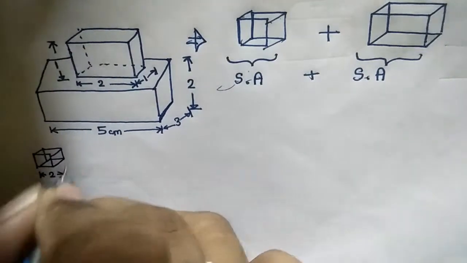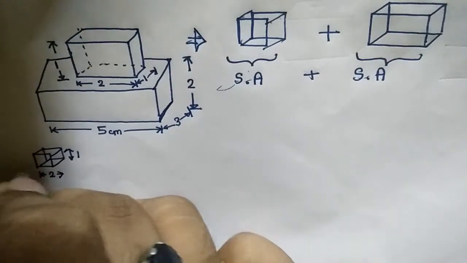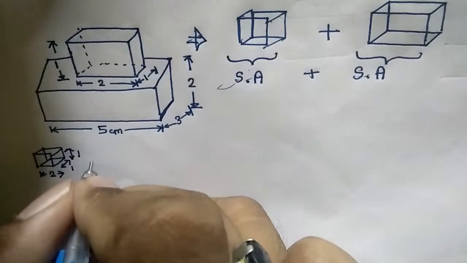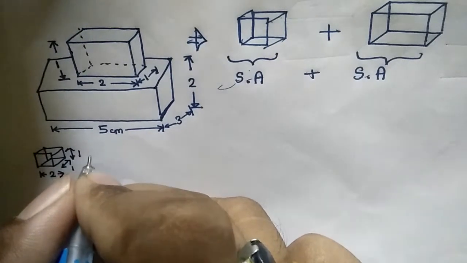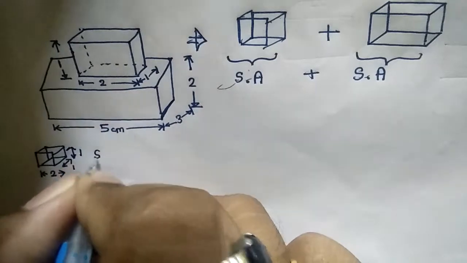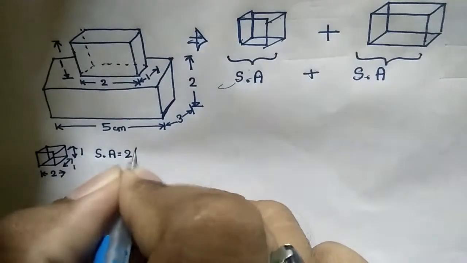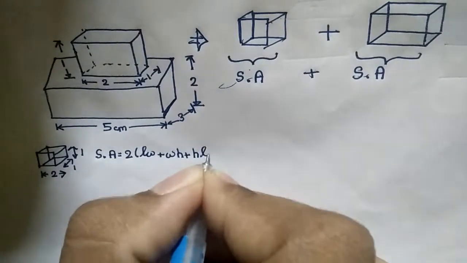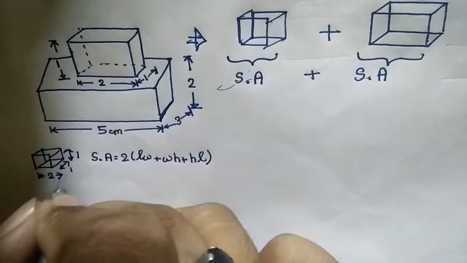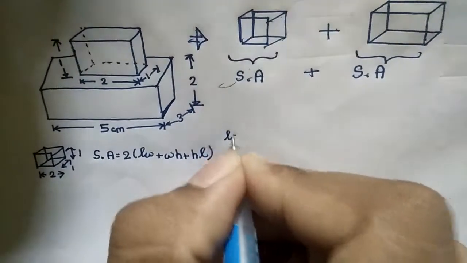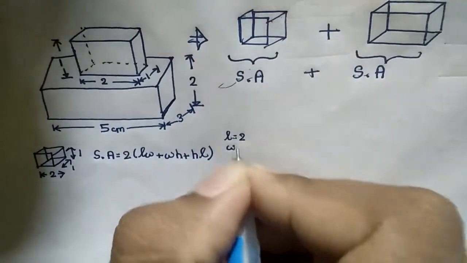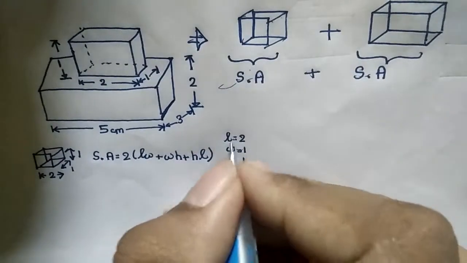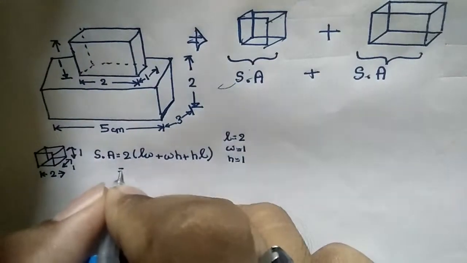Here the length is 2, the height is 1 and the width is also 1, right? In order to calculate the surface area of the rectangular box, we know the formula is surface area equals 2 times length times width plus width times height plus height times length. Now the length of the smaller box is 2 cm, the width is 1 cm and the height is also 1 cm. So now we insert these values in this particular formula.